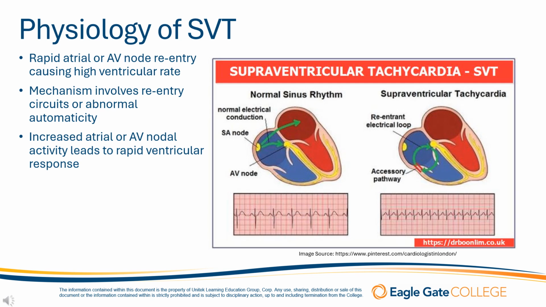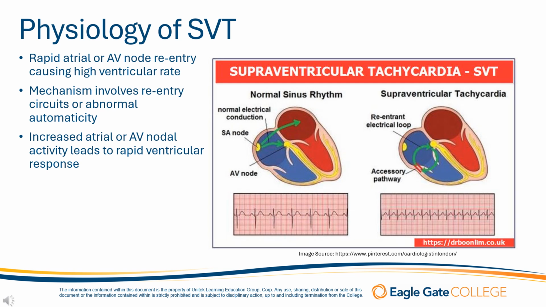Another mechanism involved in SVT is abnormal automaticity. Normally, the sinoatrial node is the primary pacemaker of the heart, setting the pace for heartbeats. In SVT, other cells in the atria or near the AV node can take on pacemaker activity due to abnormal automaticity.